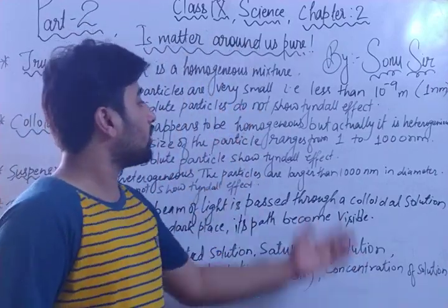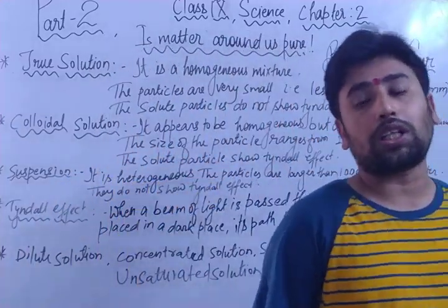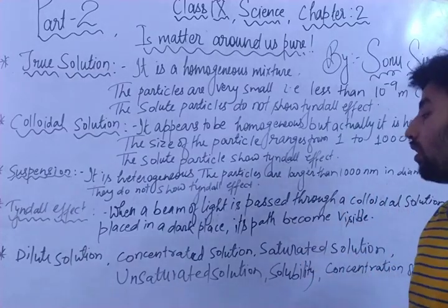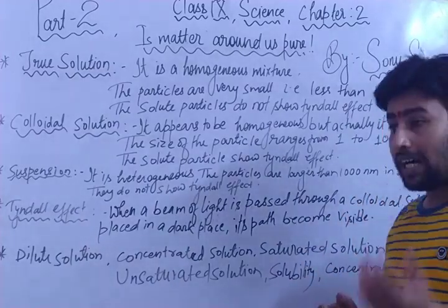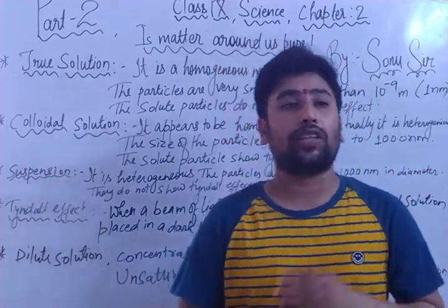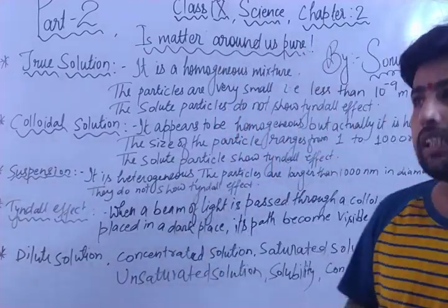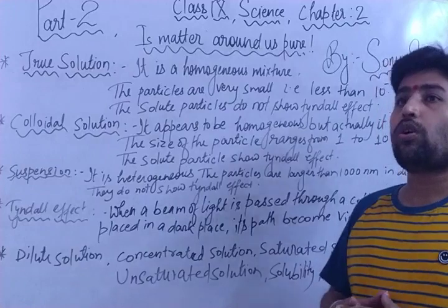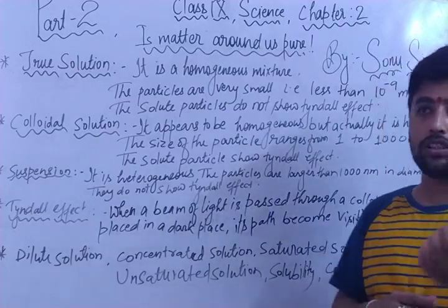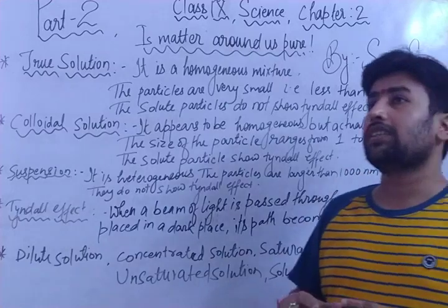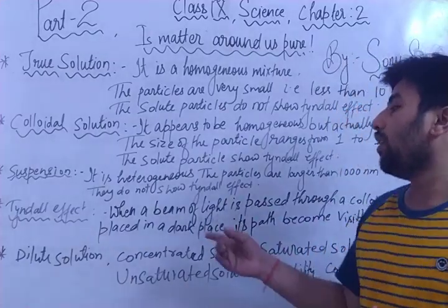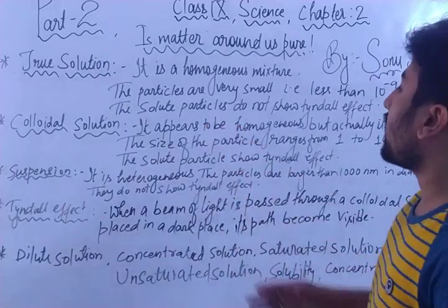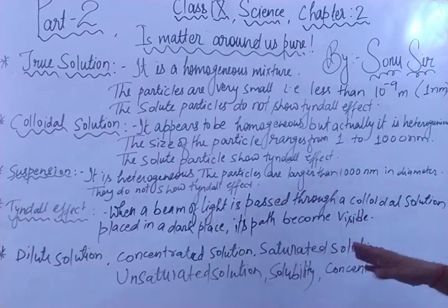Third, the solute particles do not show Tyndall effect. First of all, you should know what is Tyndall effect. Here I have written it: when a beam of light passes through a colloidal solution in a dark place and its path becomes visible, that is Tyndall effect. You may have heard of the Tyndall effect earlier, or maybe not before the 9th standard. For example, in a tropical rainforest, when sunlight passes through water droplets, the beam becomes visible. That type of beam of light is called Tyndall effect. But let's start: the solute particles of the true solution do not show Tyndall effect.